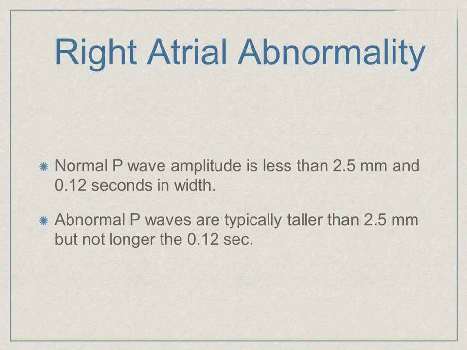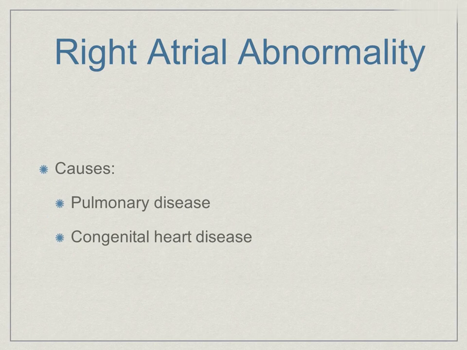Right atrial abnormality. Normal P wave amplitude is less than 2.5 mm and 0.12 seconds in width. Abnormal P waves are typically taller than 2.5 mm but not longer than 0.12 seconds.